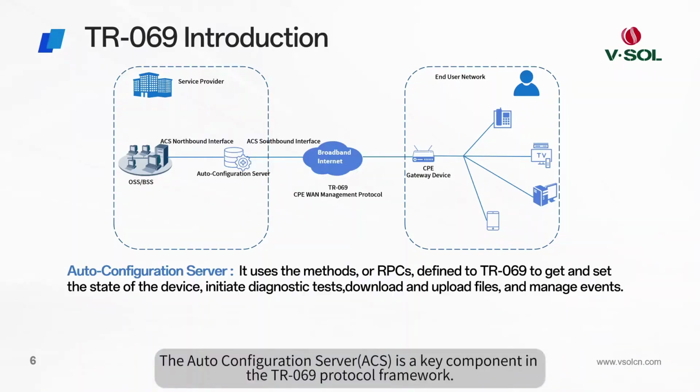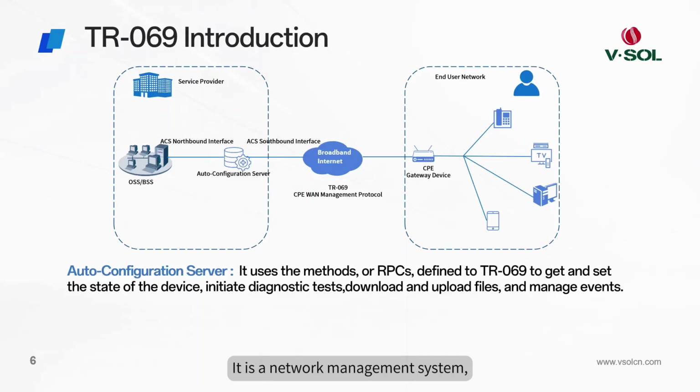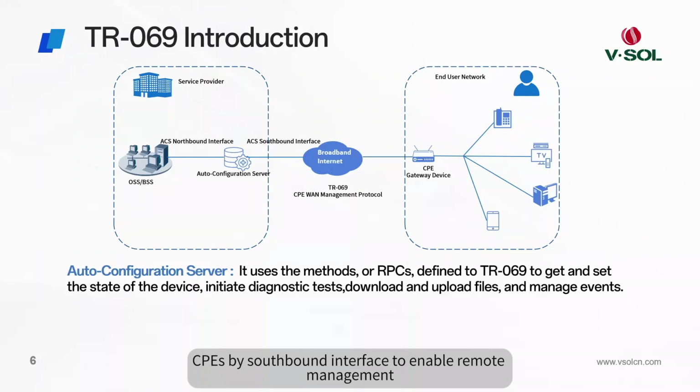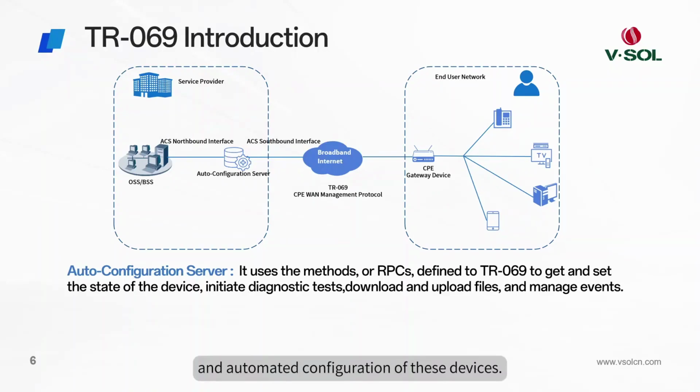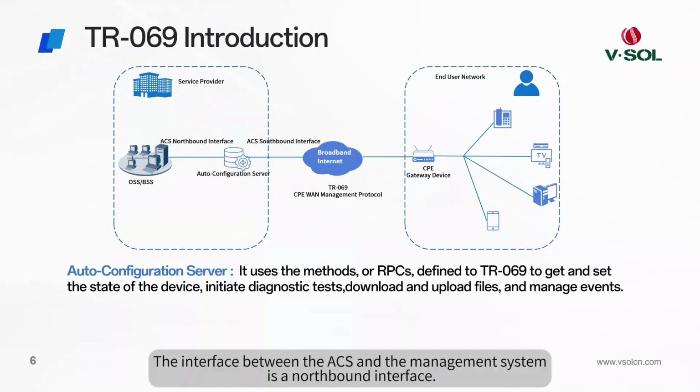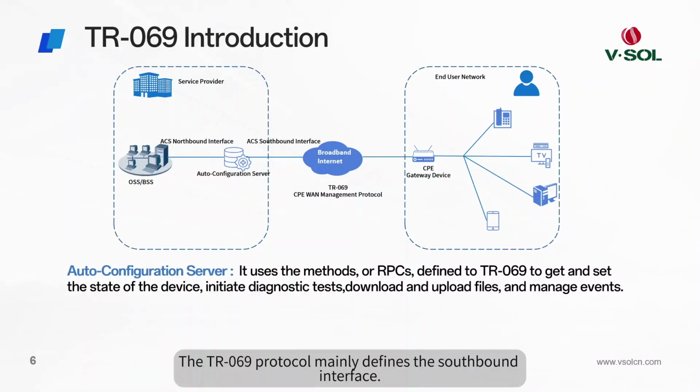The Auto Configuration Server (ACS) is a key component in the TR-069 protocol framework. It is a network management system, usually operated by an ISP, Internet Service Provider, that is responsible for communicating with CPEs by southbound interface to enable remote management and automated configuration of these devices. The interface between the ACS and the management system is a northbound interface. The TR-069 protocol mainly defines the southbound interface.